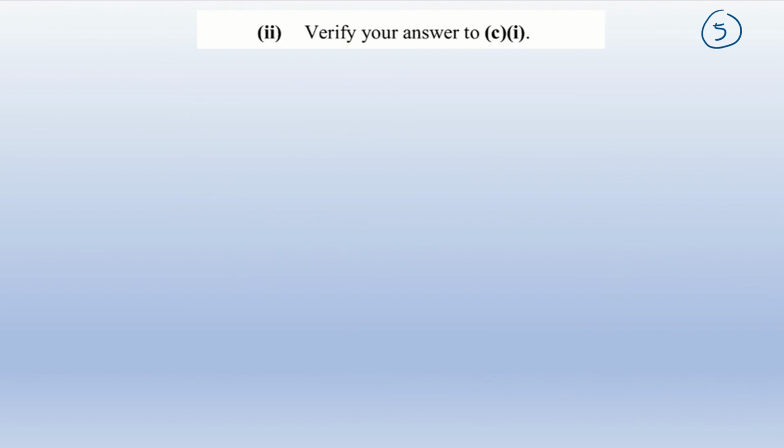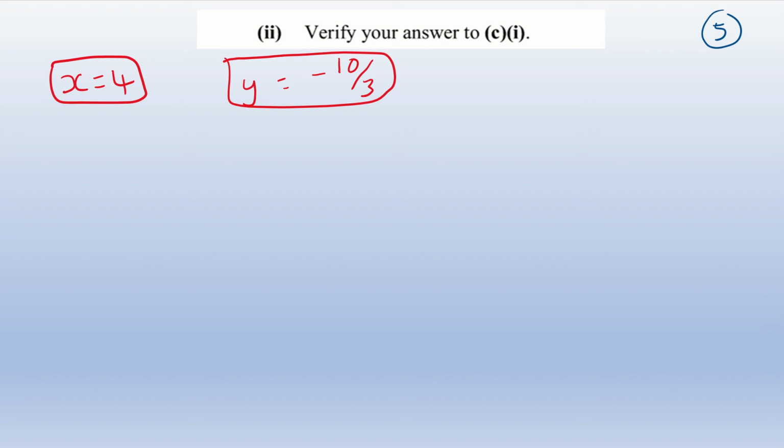Now, last part of the question, verify your answer to C part I. So just to remember our answer for C part I, we found out that x was equal to 4 and that y was equal to minus 10 all over 3. And just in case you're wondering, oftentimes it's safer to leave the minus 10 over 3 as a fraction. You could put it as a decimal if you wanted to, minus 3.33333, and the 3 would keep going. But leaving it as a fraction is as accurate as you're going to get it in the least amount of writing.